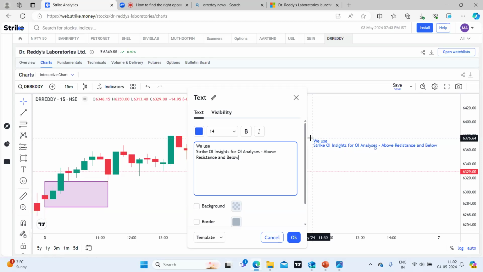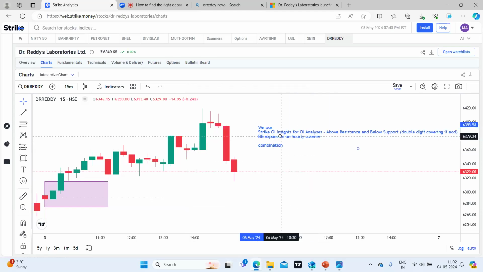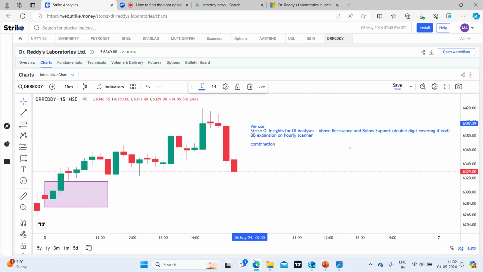and below support, double digit covering if EOD. सेकेंड देखते हैं Bollinger Band expansion on hourly canal. दोनों का कॉम्बिनेशन. This works, it works beautiful. This is it. अभी हम क्वेश्चन आंसर पे चलते हैं.